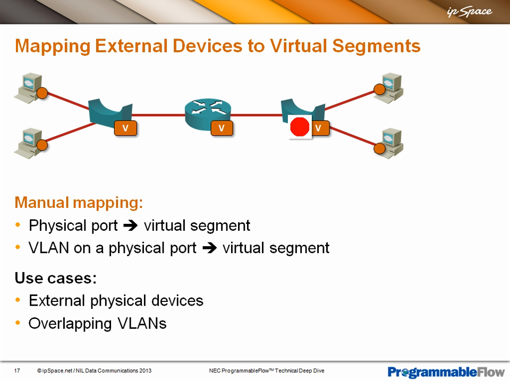And even though each virtual segment is associated with a VLAN, because internally we still need some identifier and VLAN is just convenient, we can do VLAN rewriting on the fly. So you could say I have VLAN 1 here on this particular link, but by the way, internally this is VLAN 1000. So we would use this manual mapping for external physical devices where you're not using any VLAN tagging with the external device, or in the case of overlapping VLANs.